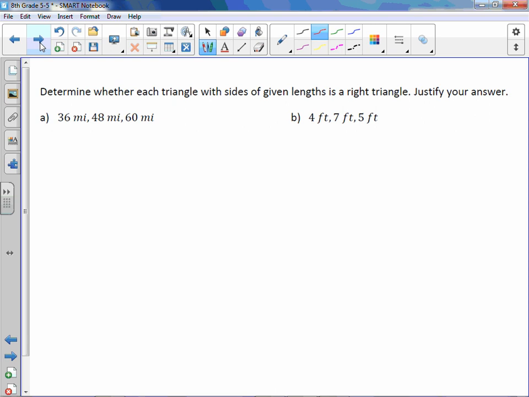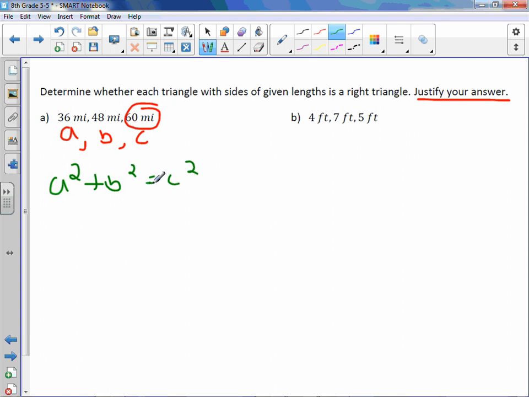Determine whether each triangle with sides of given lengths is a right triangle. Justify your answer. When it says justify your answer, it wants you to show your work and prove it is or isn't a right triangle. The longest side is your hypotenuse, or C. The other two, it doesn't matter which is which. We're going to plug them into this formula, A squared plus B squared equals C squared, and see if it works. So we have 36 squared plus 48 squared equals 60 squared.